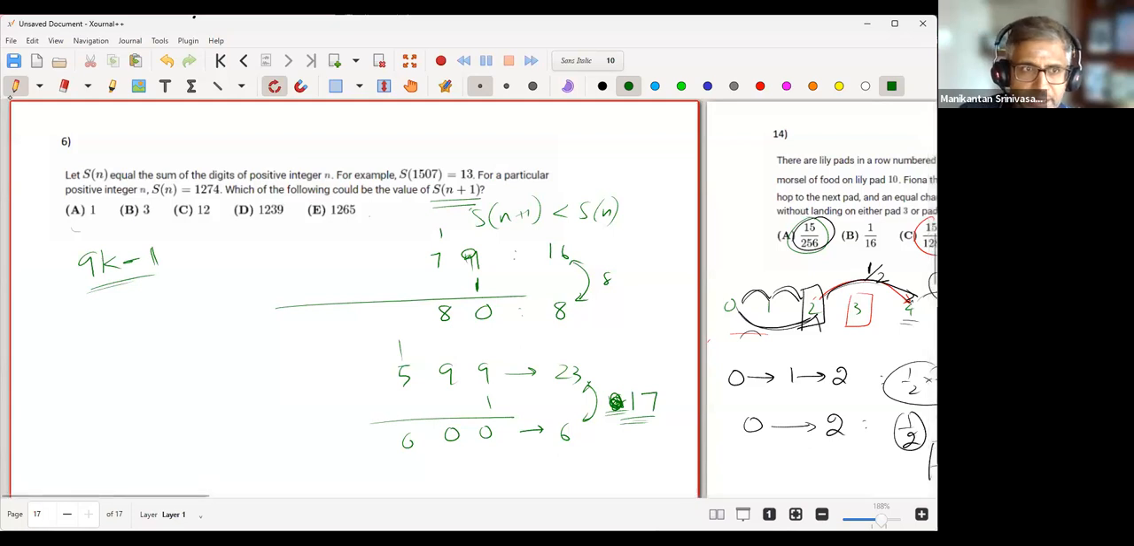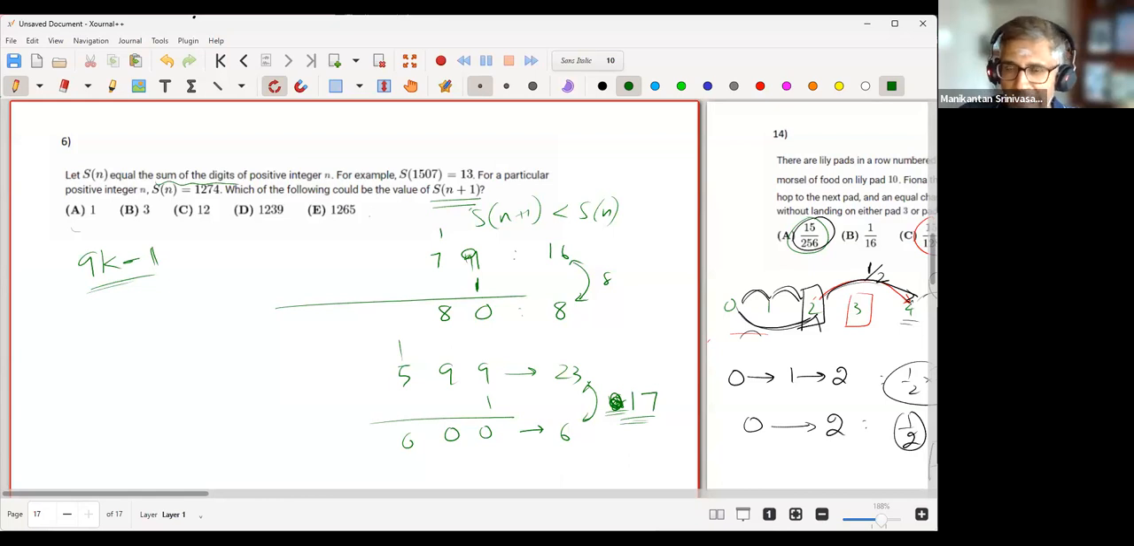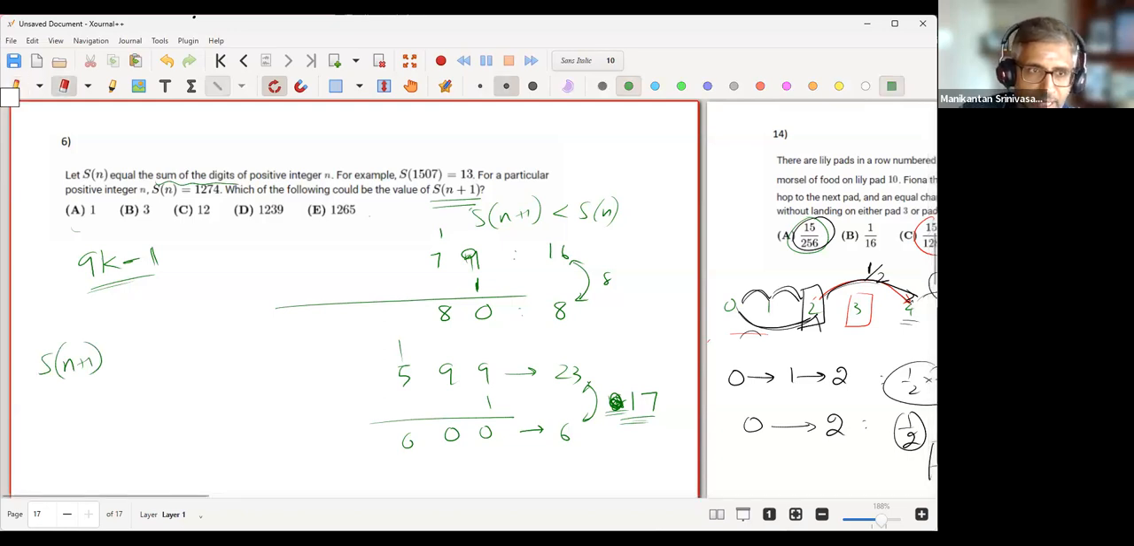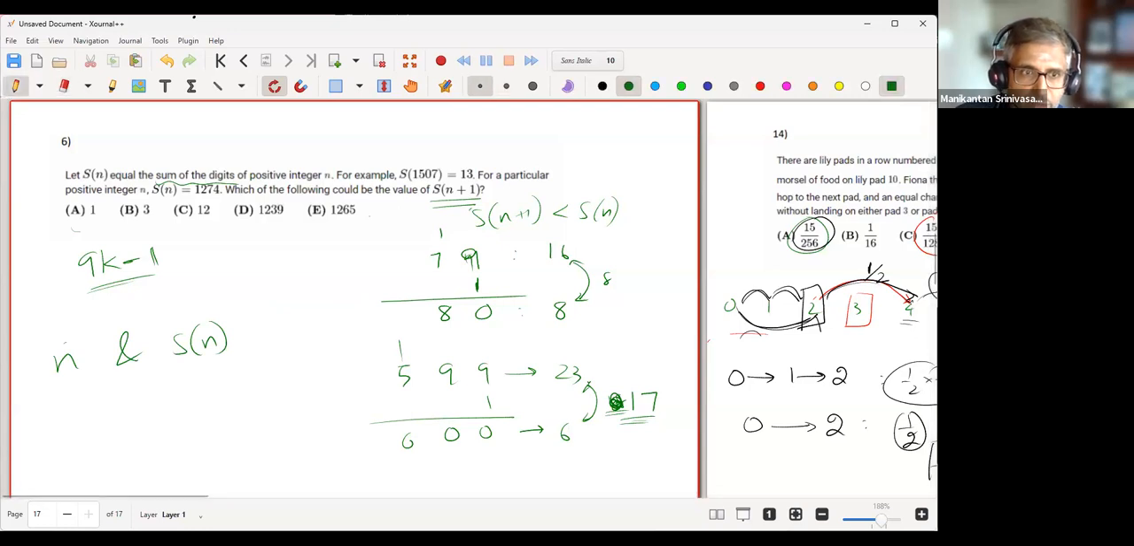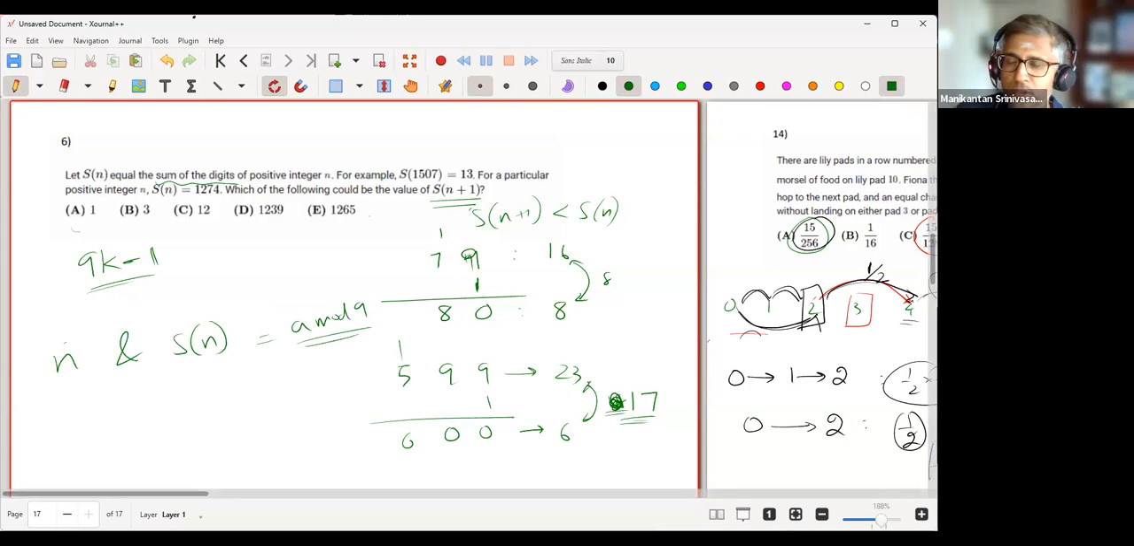Another way to look at it is, whenever I have sum of digits, I think of divisibility by 3 or divisibility by 9, right? So if I have a number n, and the sum of digits of n, both are the same modulo 9. So both will be, let's say, a modulo 9. That's how you do the divisibility test, right?